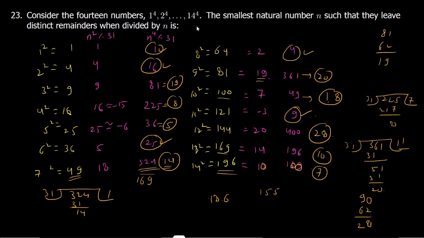So that we have proved that the smallest such number n is 30. Now there could be some other trick of number theory using which this can be solved in a smaller way, but that's how I solve it without using any advanced theorem of number theory, purely using basic math and remainder.